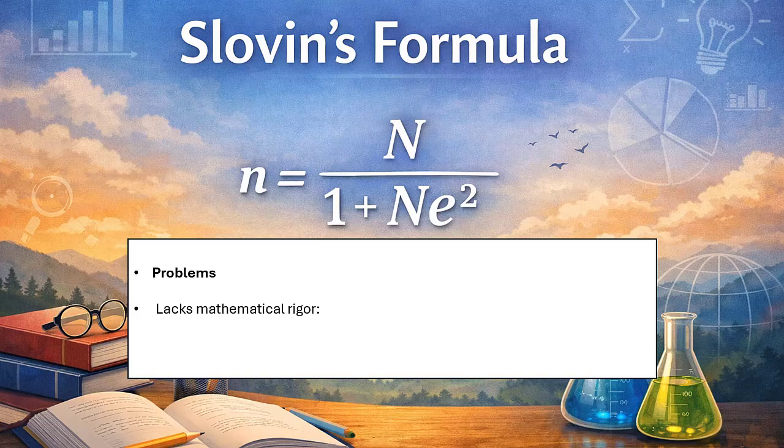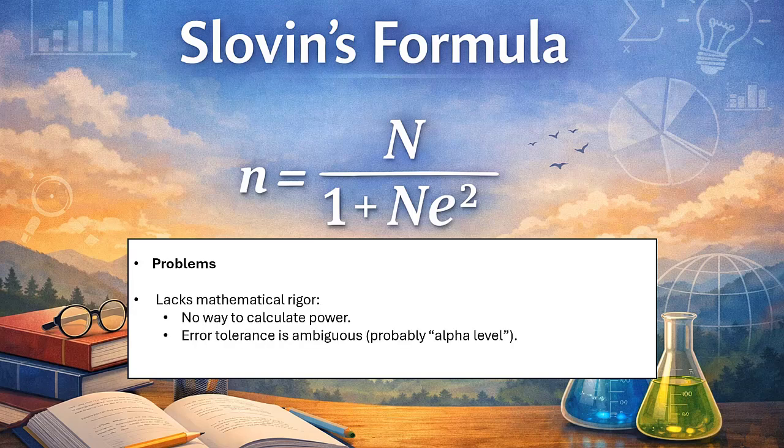There are a few problems with Slovin's formula. Slovin's formula gives you a ballpark figure to work with. However, this non-parametric formula lacks mathematical rigor. For example, there is no way to calculate statistical power, which tells you how likely your study distinguishes an actual effect from one of chance.